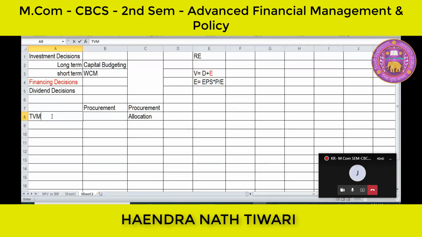We discussed some basic concepts of TVM, or time value of money, in the previous class. I hope you remember, but we have been given a very small number of classes, so practice a few questions on your own. On time value of money I'm not investing too much time, because I'm assuming that you have done it well in BCom. If not, you can tell me and I will do a few questions on it also. There's no problem.